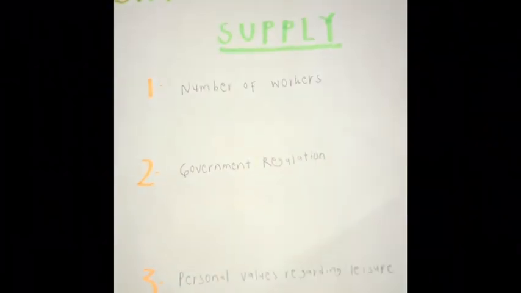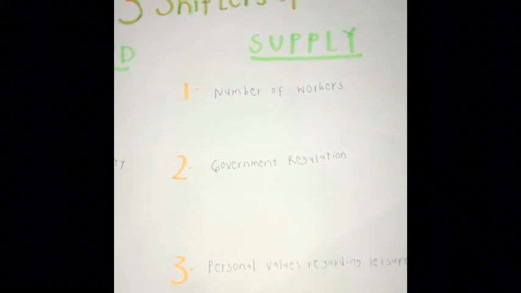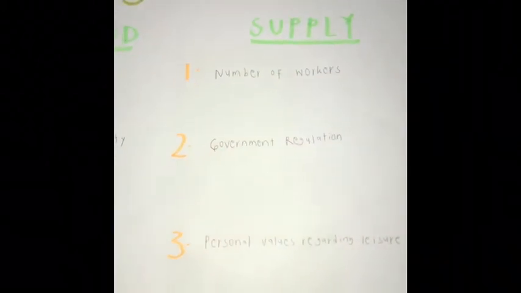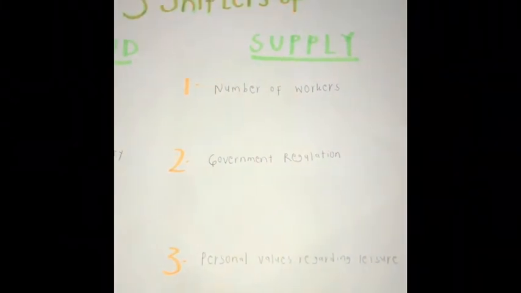Okay, next are the three shifters of supply. Number one is the number of workers. I'll give you an example. For example, if there is something like a great immigration and the number of workers increases, the supply would go up, since there are more workers available to work.